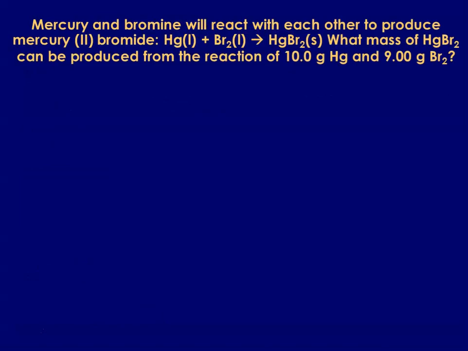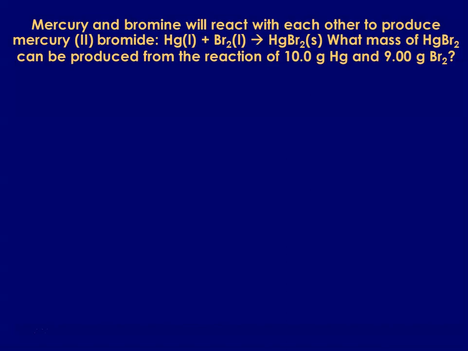So the first example we're going to do involves mercury and bromine. We see that when those two elements combine together, they make mercury bromide. I want to know how much mercury bromide can be made when I combine 10 grams of mercury and 9 grams of bromine. So if you have one of these problems where you have amounts of both reactants and you want to figure out how much of the product you can make, one way to do this is to take each reactant's starting amount and figure out how much of that product you can make from it.